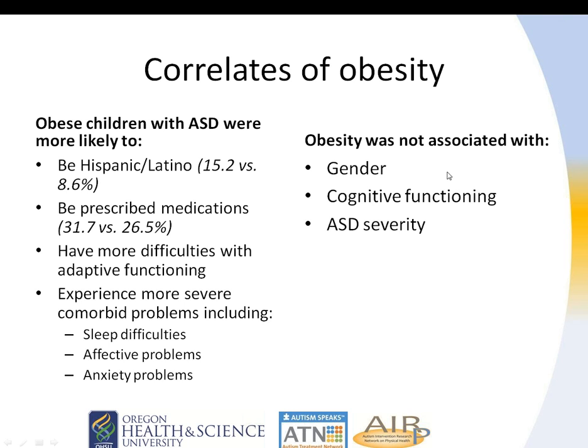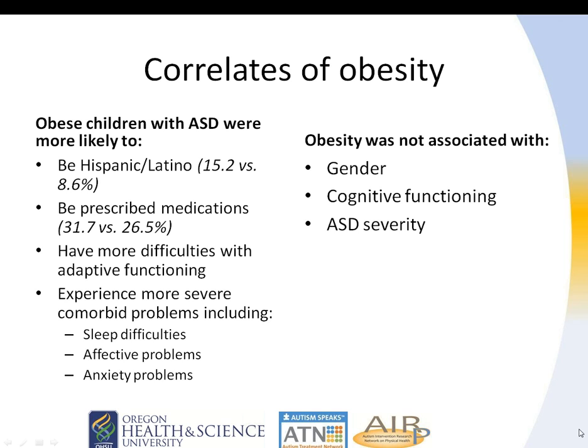We also looked at correlates of obesity in this sample. We found that children who were obese were more likely to be Hispanic and Latino: 15.2% of children who met criteria for obesity were Hispanic or Latino versus 8.6% of the healthy weight children with autism. They were also more likely to be prescribed medications. 31.7% of the children who were obese were on prescription medications, and that's just 1 or more prescribed medications, versus 26.5% in the healthy weight group.